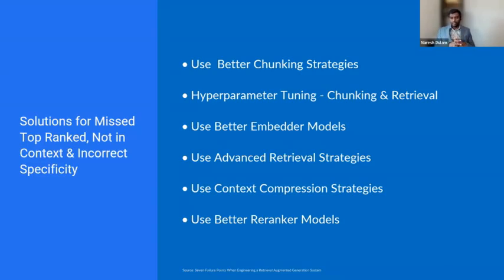And the other one is context compression. If you have generated a lot of information, there is a way to reduce that information before you give it to the model to generate an answer. That helps the model understand the content very quickly and generate a good answer for you. And the last one is better re-ranker models. Again, like the better embedding models, they are trained on the latest data and the latest cutting edge technologies.